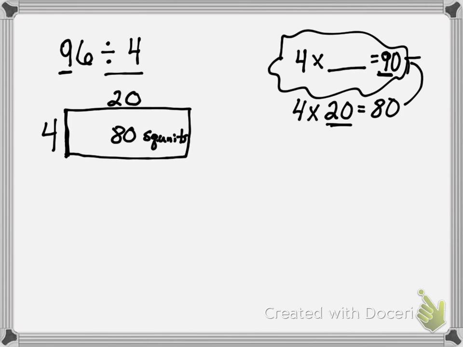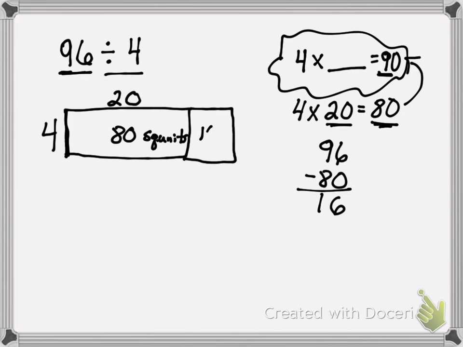So now we have to think about, now that we took 80 away from this 96, how much are we left over with? We're left with 16. So now we're going to add on to our rectangle, and we're going to put 16 squared units over here.